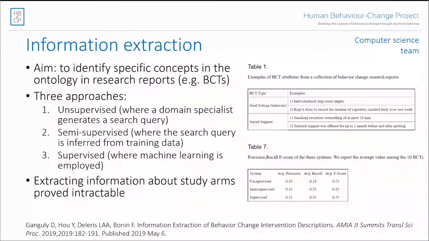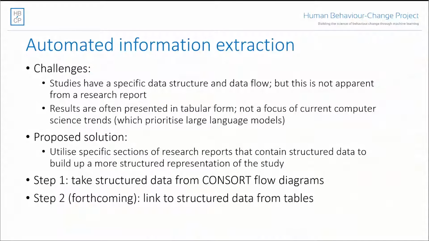And so associating behavior change techniques and outcomes, etc., to specific study arms proved intractable. And that meant, of course, that if we want to use that information for prediction, it was very, very difficult to do so because we didn't actually have the structure of the trials represented in the automatically structured data. So what we're now doing is a new approach where we're using more of the structure of the paper to give us some clues about the structure of the trial.